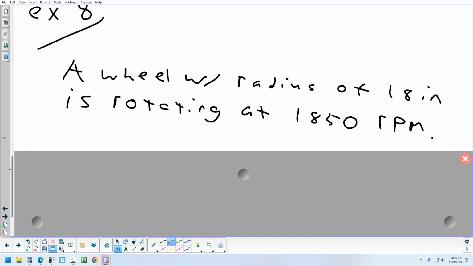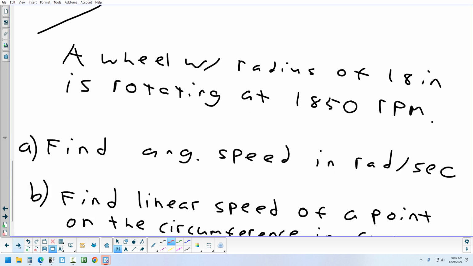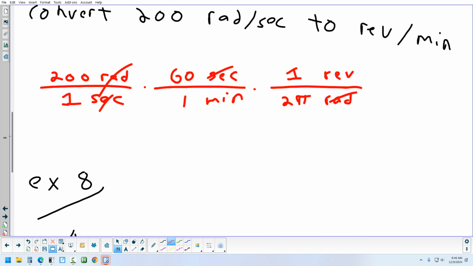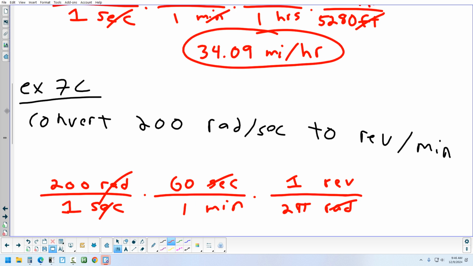All right, so now we're going to look at the example where we have a wheel that's spinning, and then we're going to convert that into linear. I'm not going to do part A. Part A is converting from revolutions per minute. If you see the abbreviation RPM, that stands for revolutions per minute. Part A is converting between RPMs and radians per second. It's exactly what we just did right here. It's the other way, but it's still what we did in 7C.